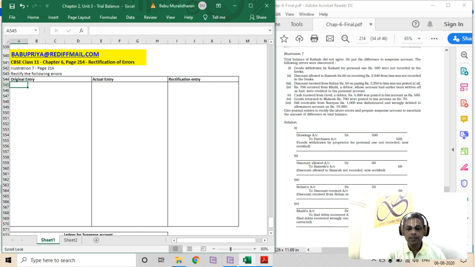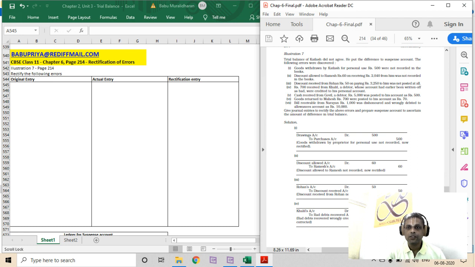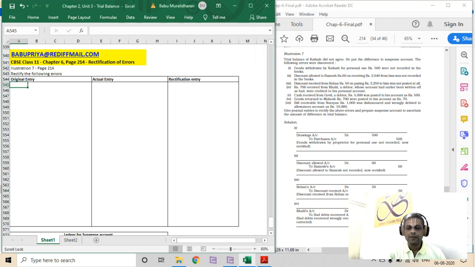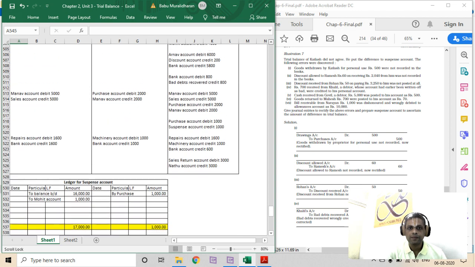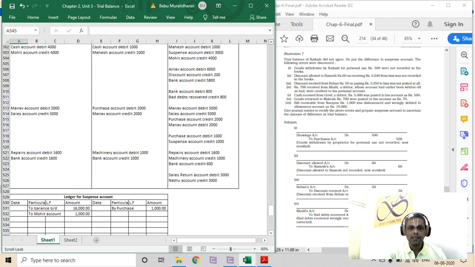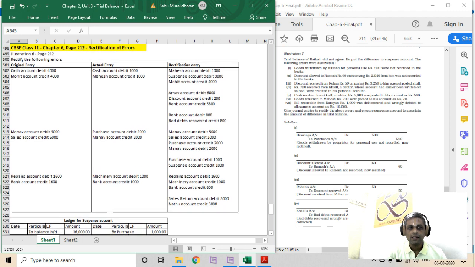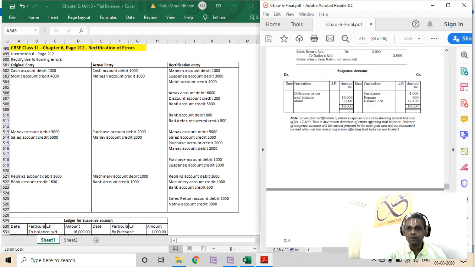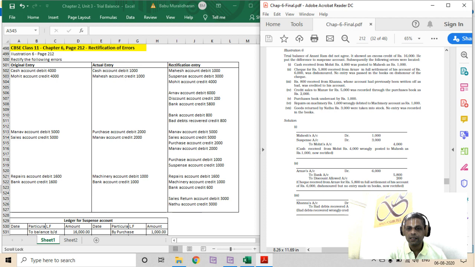Let's continue with the rectification of errors. I'm on page 214, illustration 7, chapter 6, class 11. But before we go into this illustration, I just want to make one correction to the last sum that we did. I have noticed that I made an error on this. So let's go to that sum first, and let me spend 5 minutes explaining the error that I made.